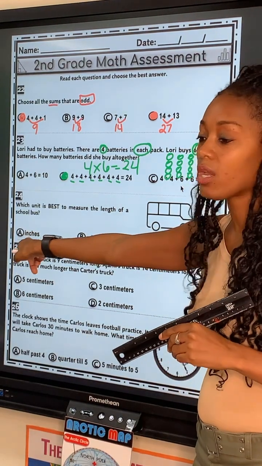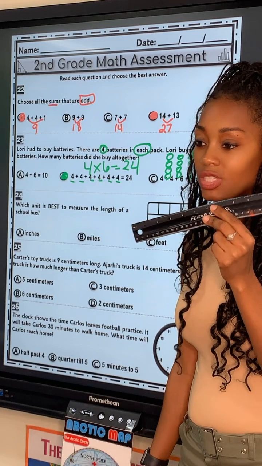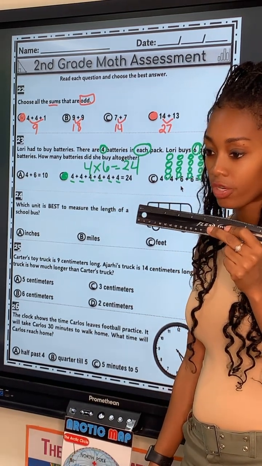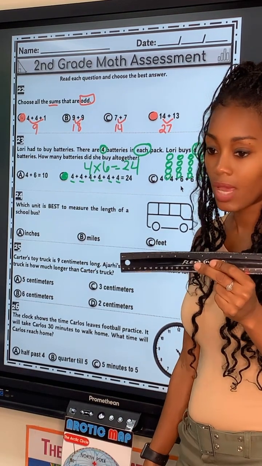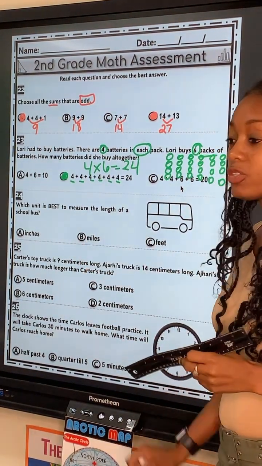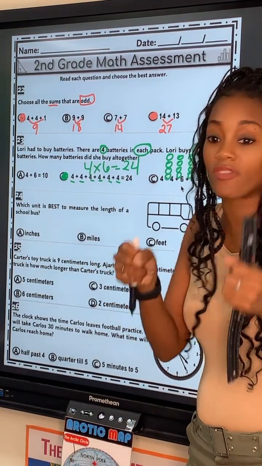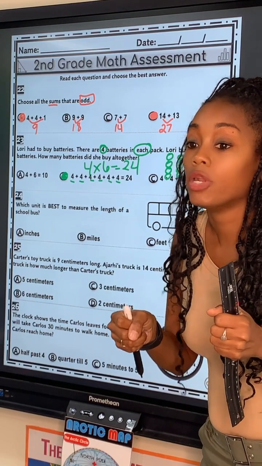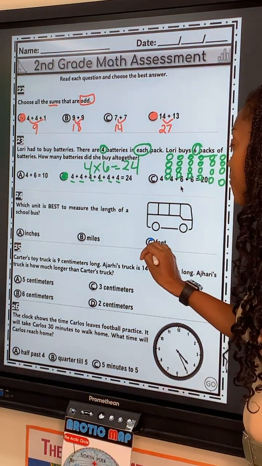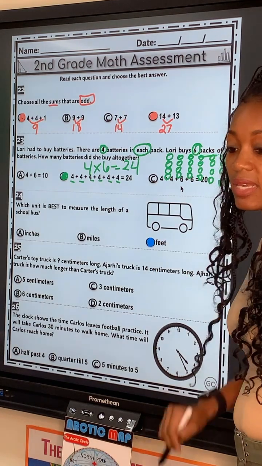So I wouldn't think of measuring a bus with inches. With this, I would measure something small, like a piece of paper or something in that nature, okay? Or maybe even a pencil, but definitely not a bus. Miles tells you the distance of something. And we're not talking about the bus driver driving somewhere, are we? No, we're talking about measuring the bus. So it could only be feet. Feet is a large enough measure to measure a bus easily.